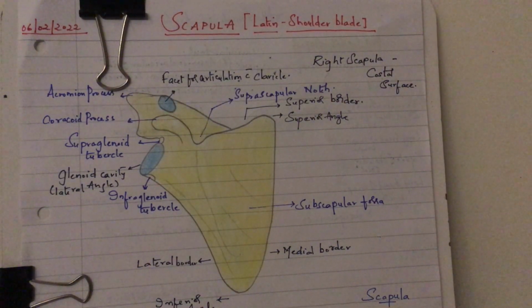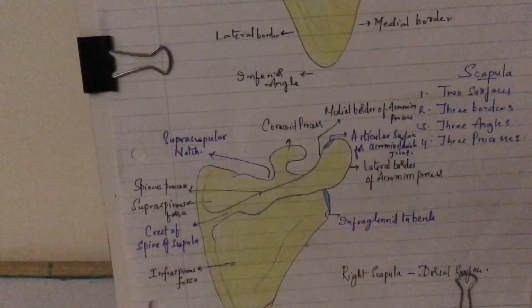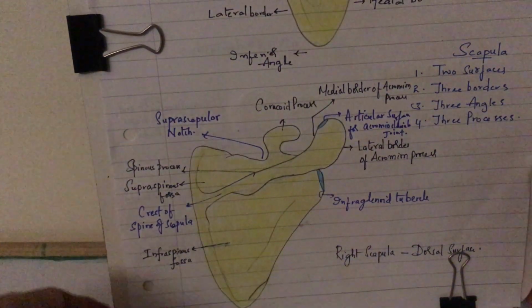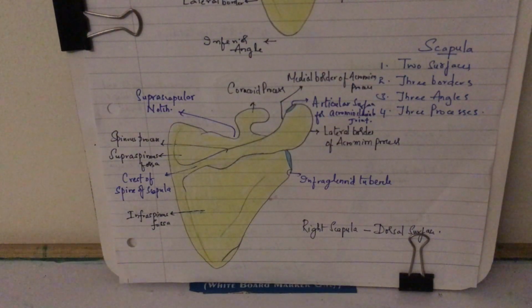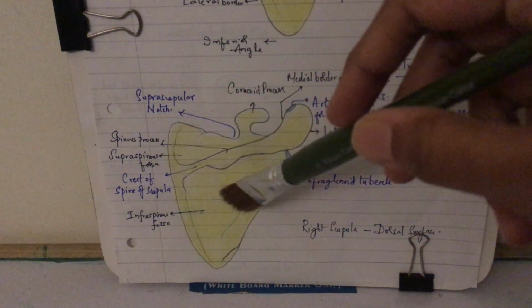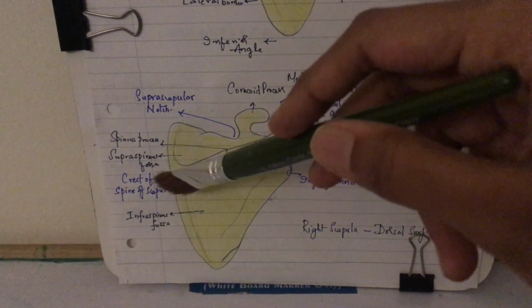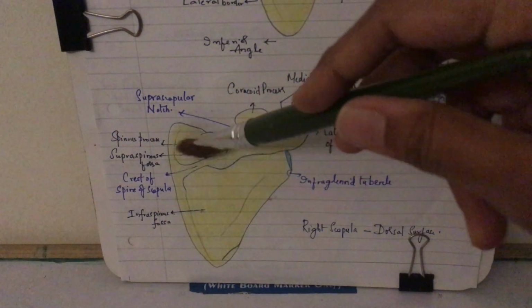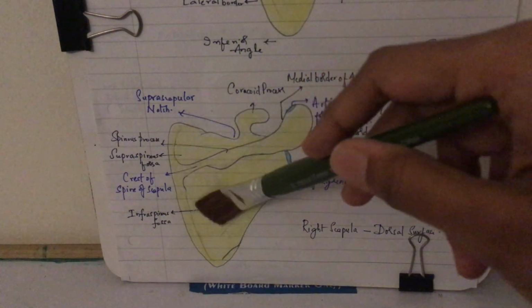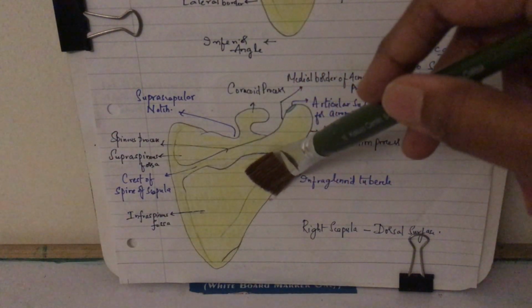Coming to the dorsal surface. The one which you are seeing here is the dorsal surface. The dorsal surface gives attachment to the spine of the scapula. This divides the dorsal surface into a smaller supraspinous fossa and a larger infraspinous fossa.